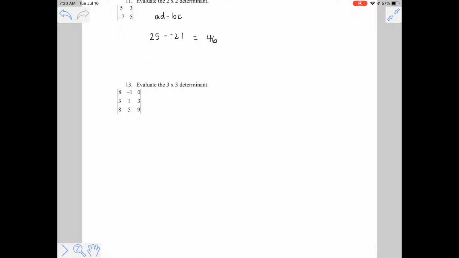Okay. Now, the process for evaluating a 3x3 determinant is quite different. You need to choose a row or a column, and it could be any row or any column. It's easier if you choose a row or a column that contains zero. So, for example, that top row contains a zero. So, what happens now is you choose cofactors and minor matrices.